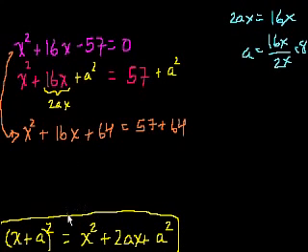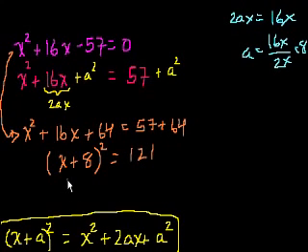Now that the left-hand side expression takes this form, I can rewrite it as what? x plus a squared. I can rewrite it in this form. And we know that a is 8, so it becomes x plus 8 squared is equal to, and what's 57 plus 64? Let's see, 11 plus 11. It's 121.